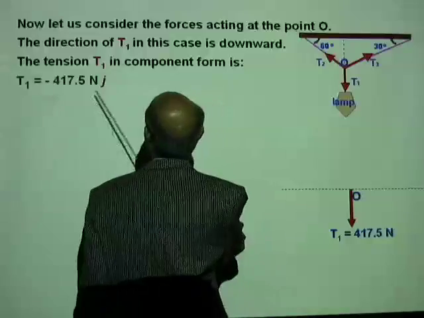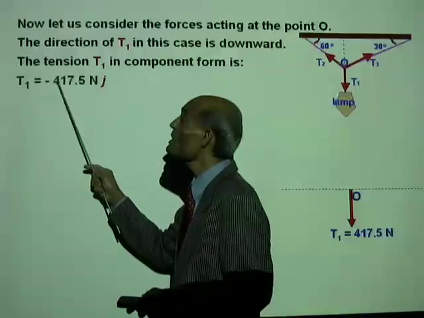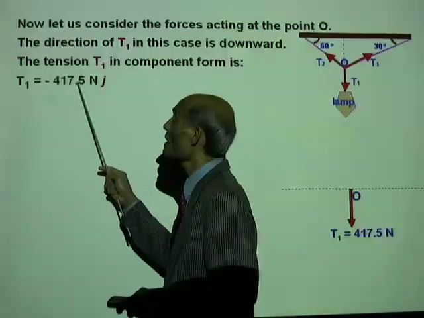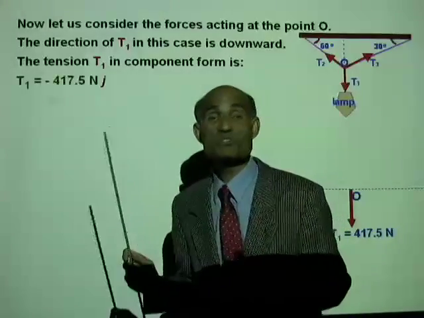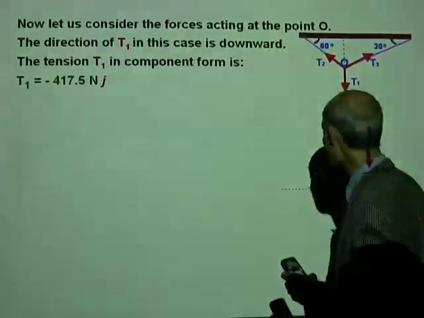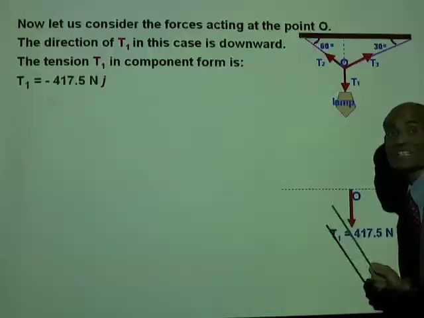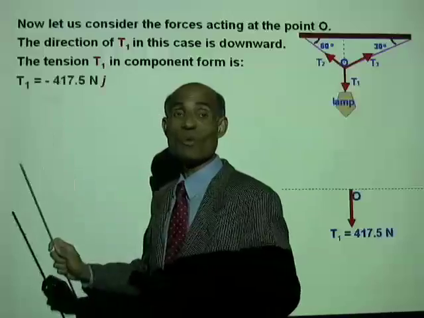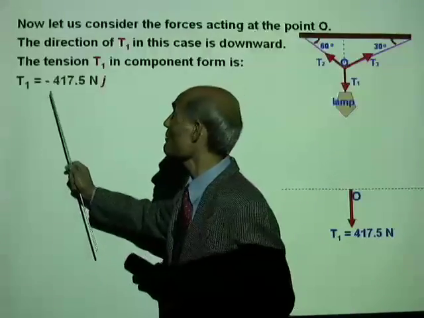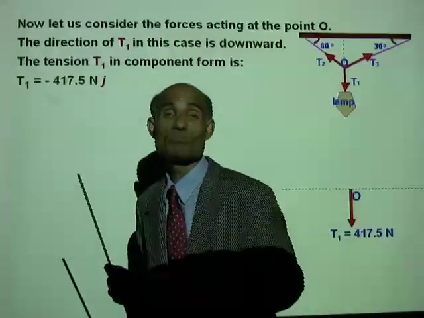Therefore, look at the way I write that. T1 equal to negative 417.5 Newton J. That is the proper way to write this force. This is a negative y force. That is what we have said here. T1 is a negative y force, written in the component form.